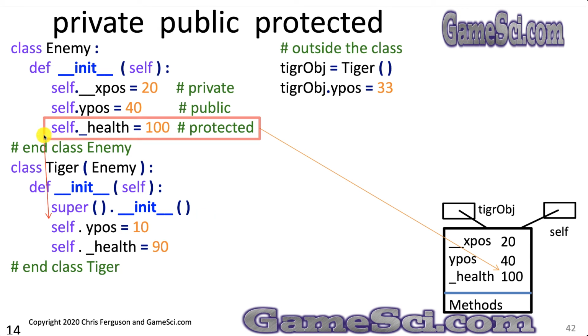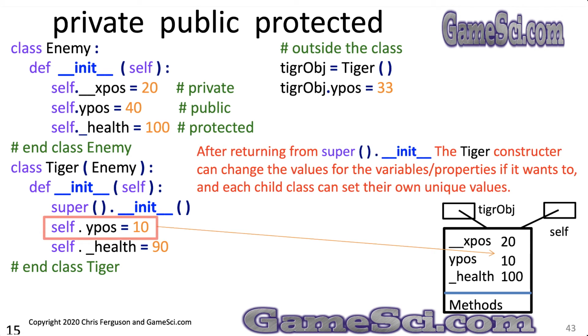Before I leave, notice that this is the last line of the method. Here's my indented code. I'll execute all the indented code. When I stop indenting, the function or method is done. When this returns, it will return to the line of code after the call to super. It returns to the calling function. After returning from super init, the Tiger constructor can change the values for the variables and properties if it wants. This is entirely optional.